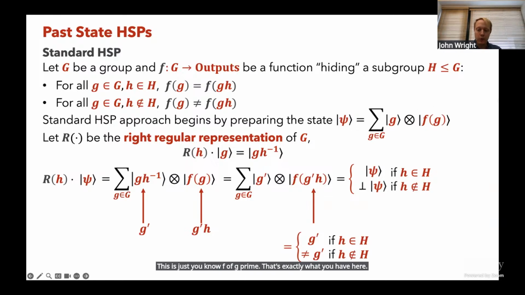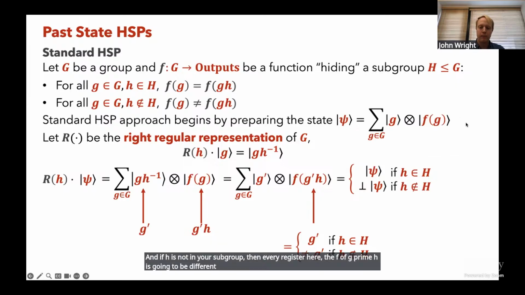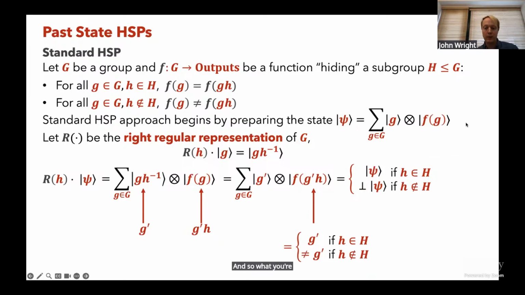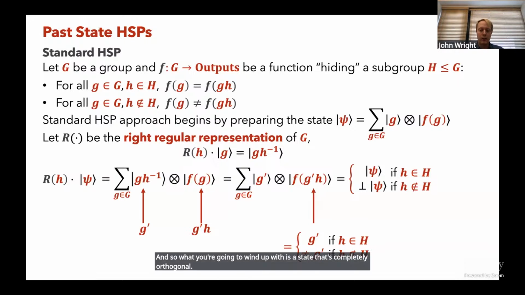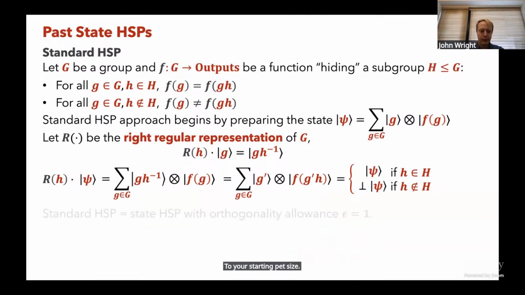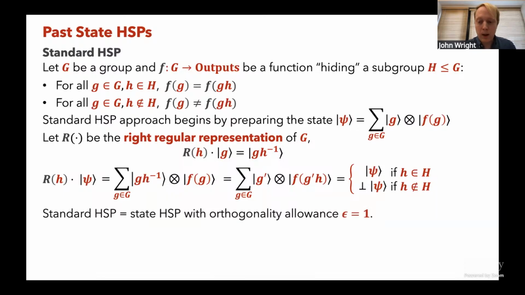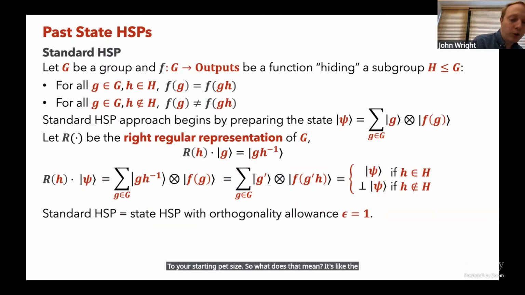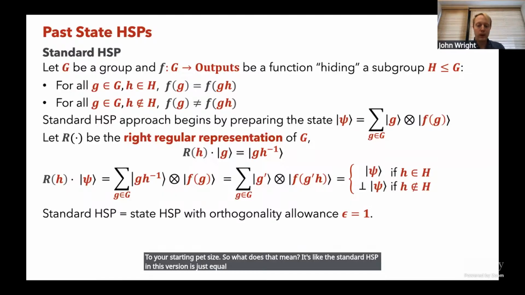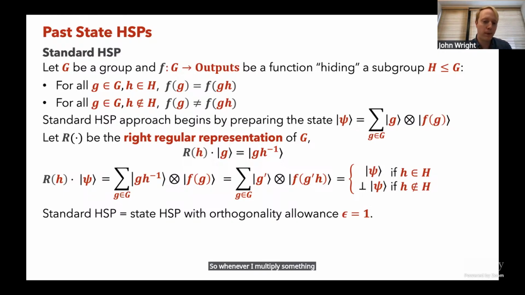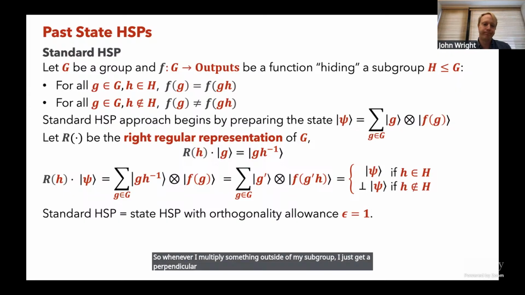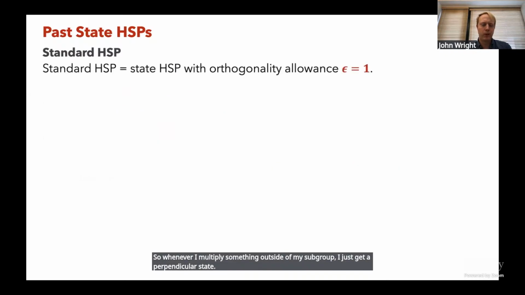And if H is not in your subgroup, then every register here, the f of G prime H, is going to be different than f of G prime. And so what you're going to wind up with is a state that's completely orthogonal to your starting ket psi. So what does that mean? The standard HSP in this version is just equal to the state HSP over the group in the case when the orthogonality allowance is 1. So whenever I multiply something outside of my subgroup, I just get a perpendicular state. Okay, so that's the standard HSP.